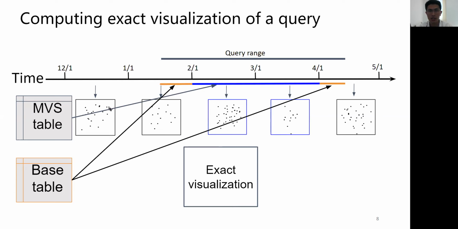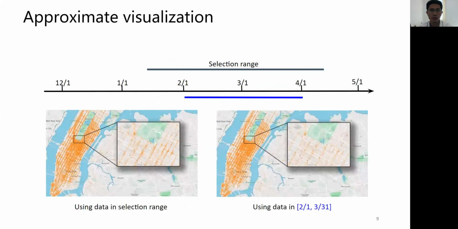However, retrieving the data in the brown ranges is still too expensive. That's because the base table is usually very large. For example, it took less than 10 milliseconds to retrieve those 2 EVs, but may spend several seconds to retrieve the data in the brown ranges. We propose several techniques to improve this.